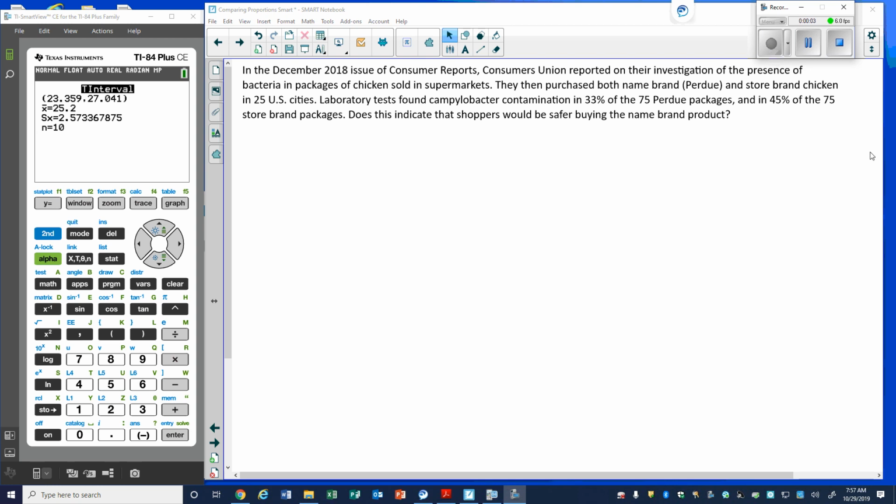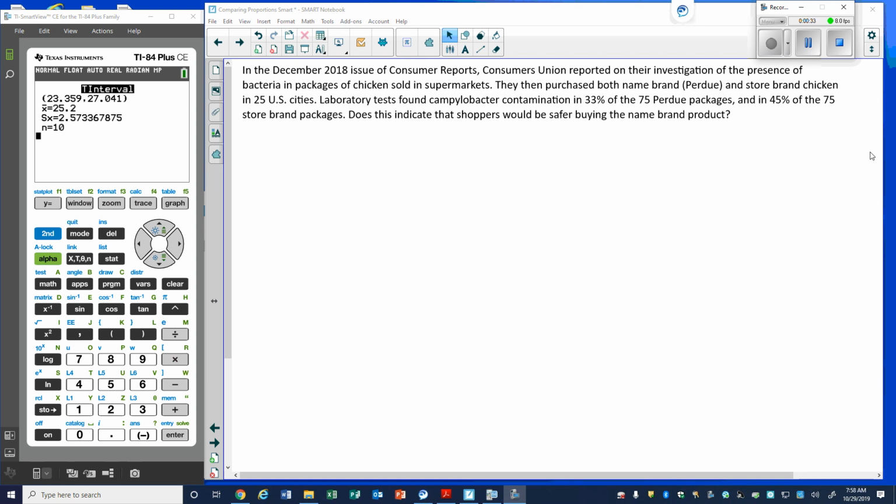This video is for those of you that are looking at percentages, looking at proportions, but you've actually taken two different samples to compare them to one another. So for an example, in the December 2018 issue of Consumer Reports, Consumers Union reported on their investigation of the presence of bacteria in packages of chicken sold in supermarkets.